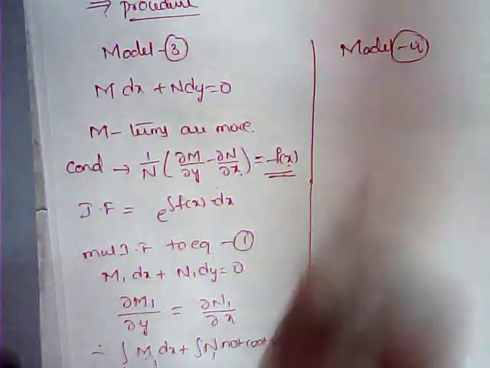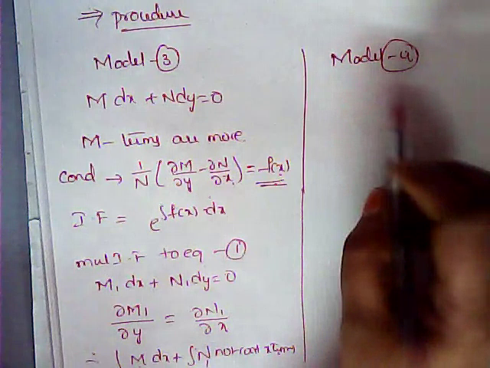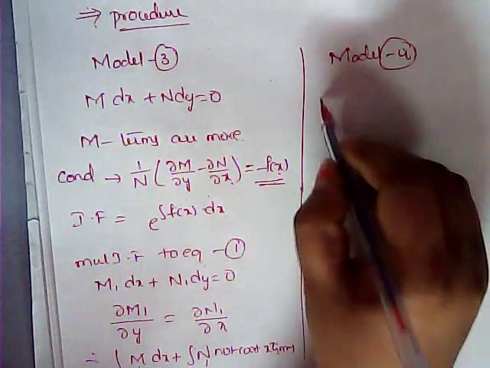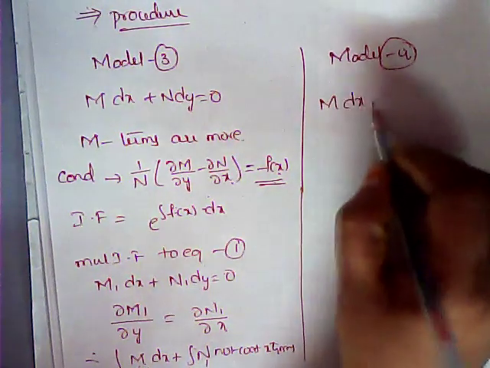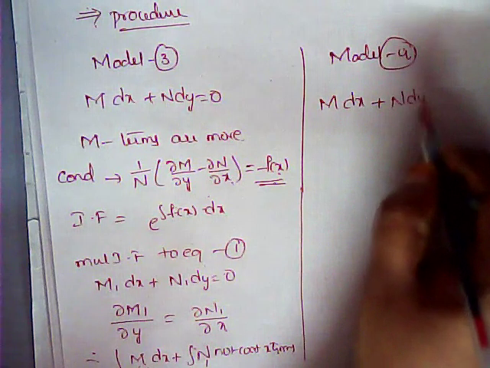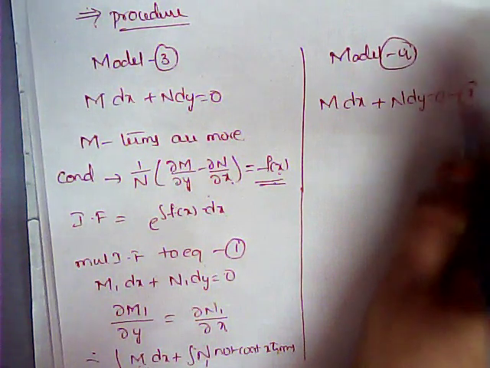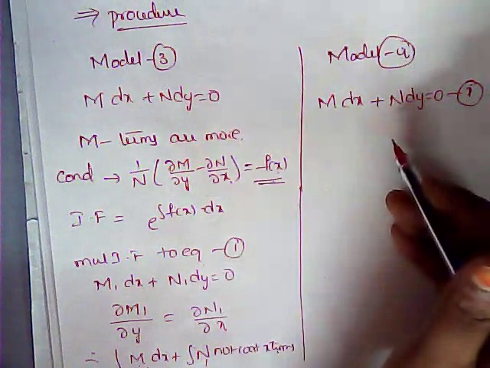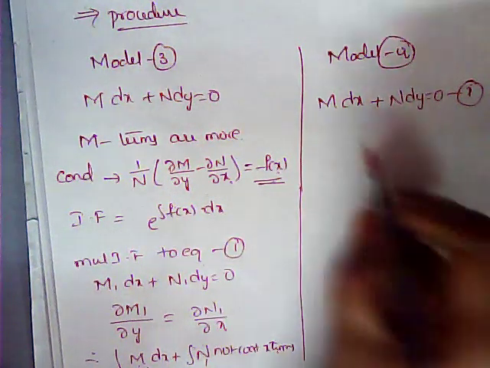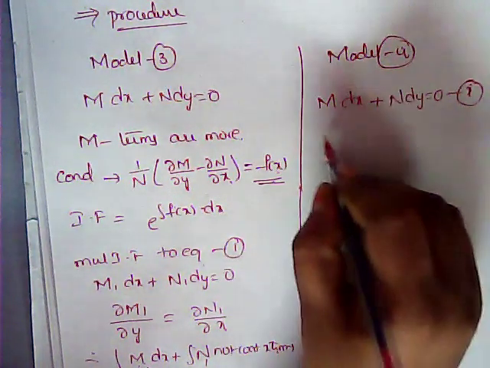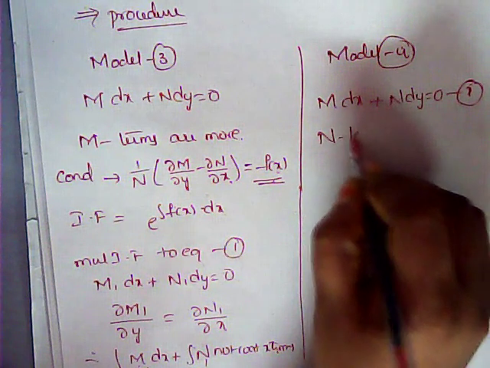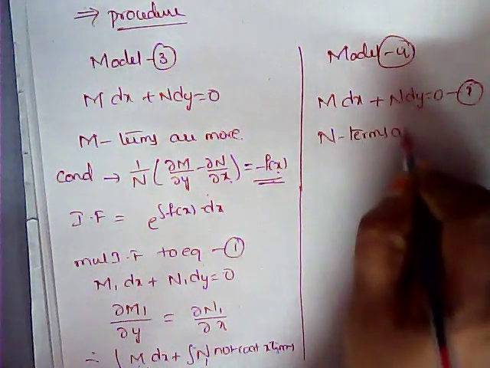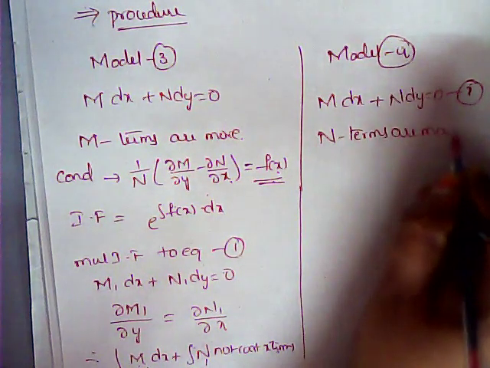The same procedure we will follow for model 4 also. In model 4, the given equation will be in the form m into dx plus n into dy is equals to 0, which we take as equation 1. What is the difference between model 3 and model 4? In model 4, the number of n terms are more.